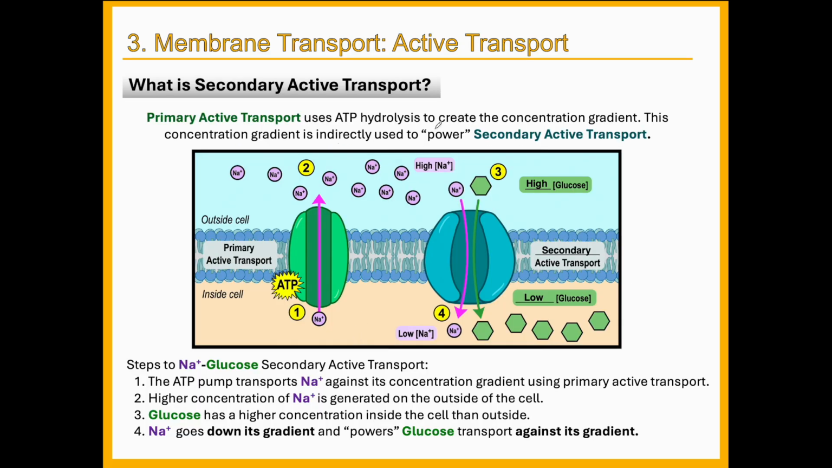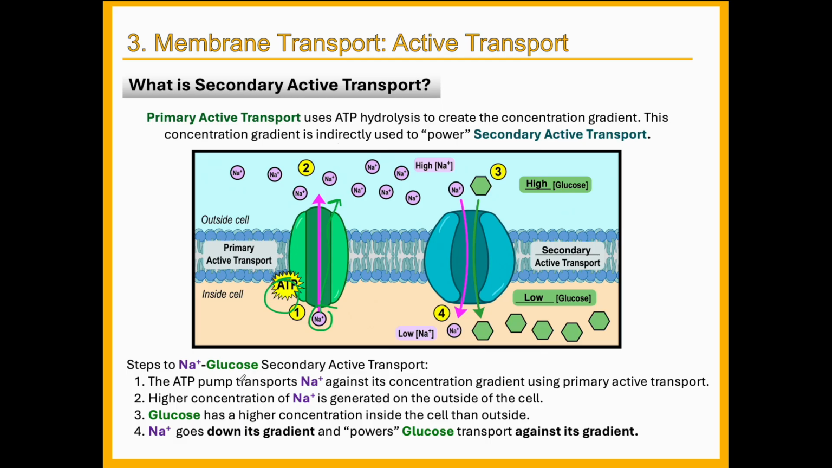So let's talk about what secondary active transport is. First of all, primary active transport uses ATP hydrolysis to create the concentration gradient. Remember, we took a bunch of these sodiums and shoved them to the other side to make a high sodium gradient. That took energy, that took ATP. Now we could use that gradient to power our secondary active transport. So let's go through the steps of, for example, carrying sodium glucose through secondary active transport.